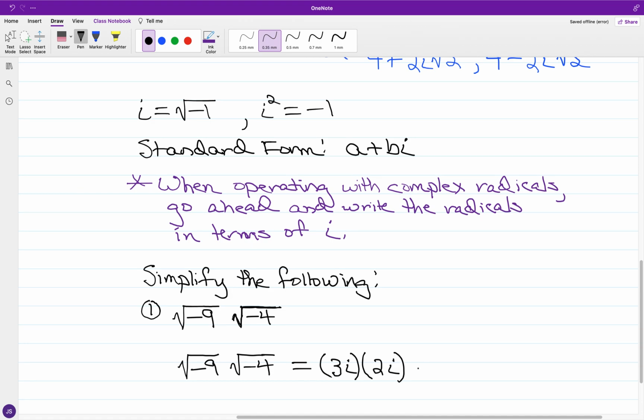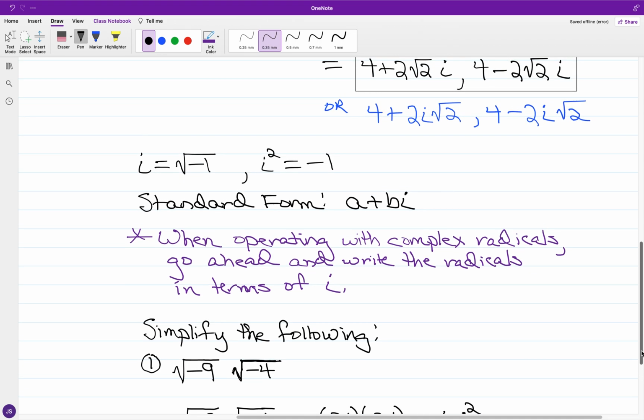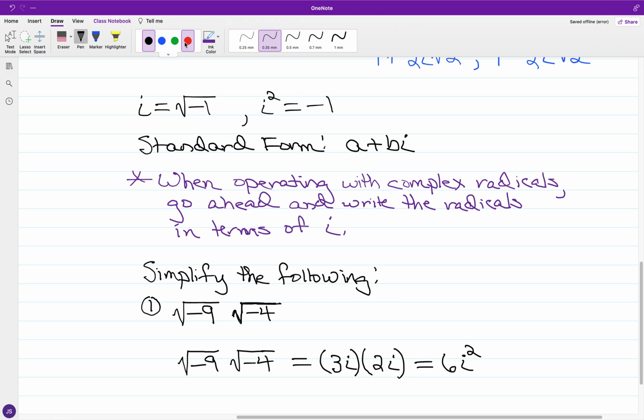So we've got 3i times 2i, and 3 times 2 is 6. Now we have i times i, which is going to be i squared. And just going back, notice we have i squared is equal to -1. So with i squared at -1, 6i squared becomes 6 times -1. So for the product of these radicals, this will come out to -6.